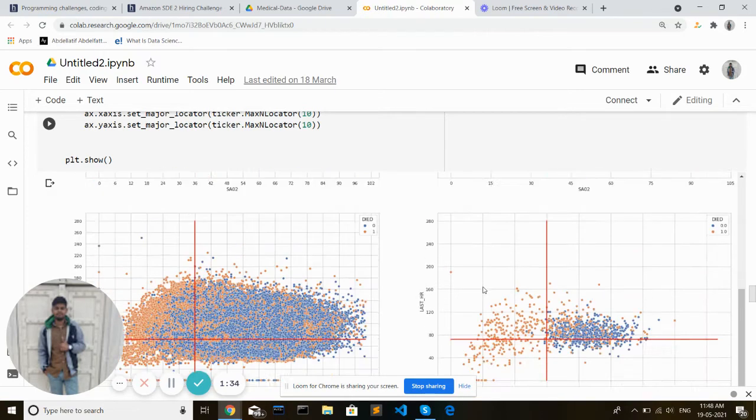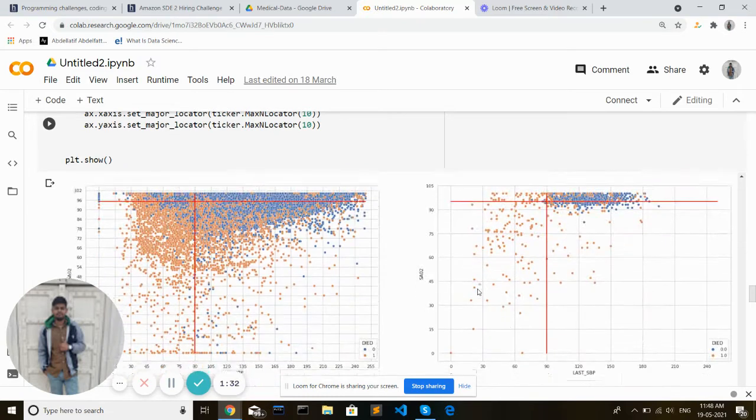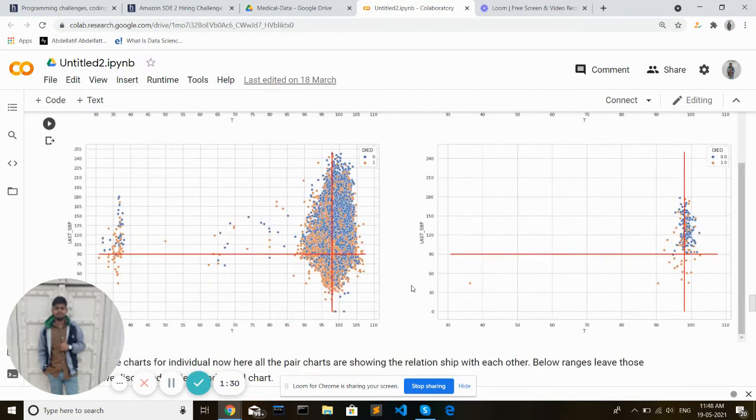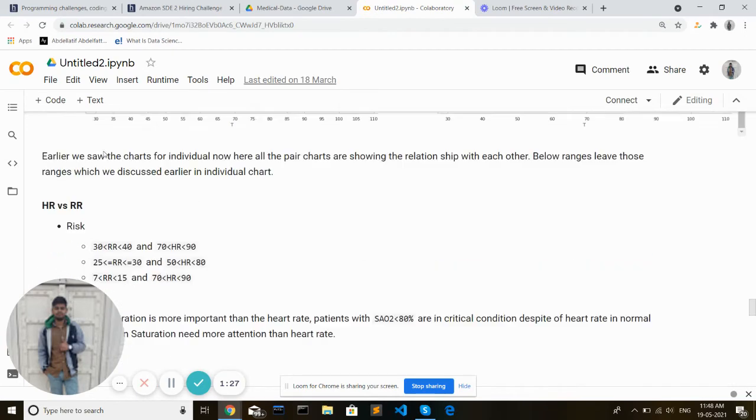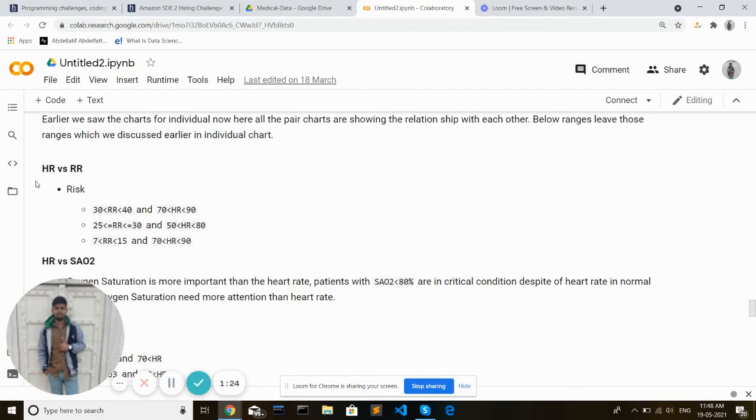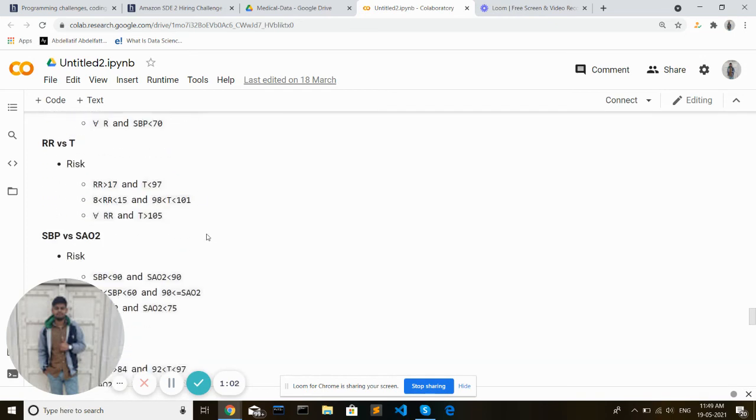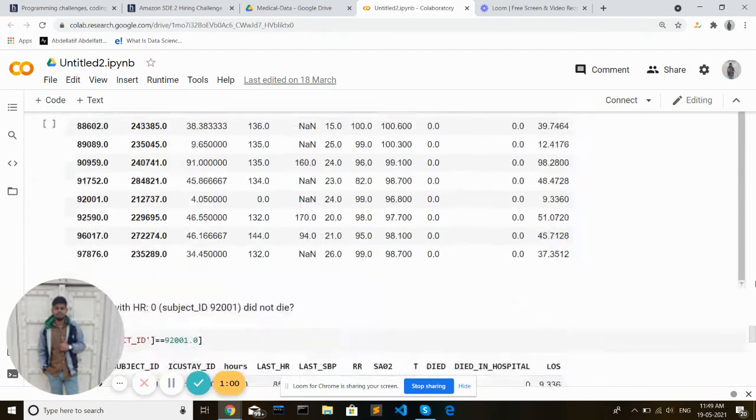From these graphs we extract the regions, and these regions will be used in later stages. If I give you an example, you can see here we take a correlation between HR versus RR. HR is the heart rate, RR is the respiratory rate. If the respiratory rate is between 30 and 40, and the heart rate is 17, that would be a risk. Then the doctor has to give attention to those patients. These are the things we extract from them. That's all we have done in this.